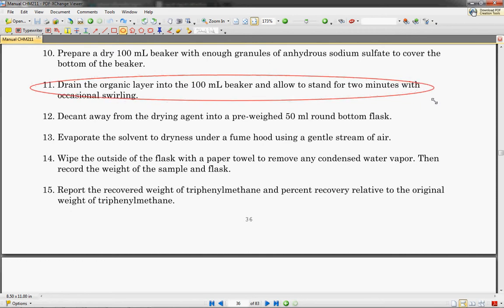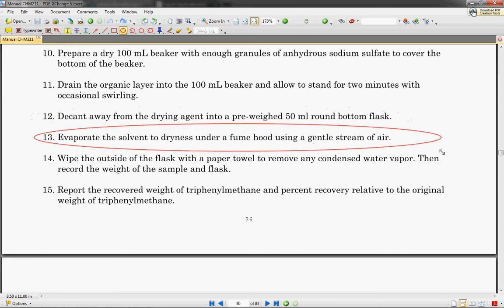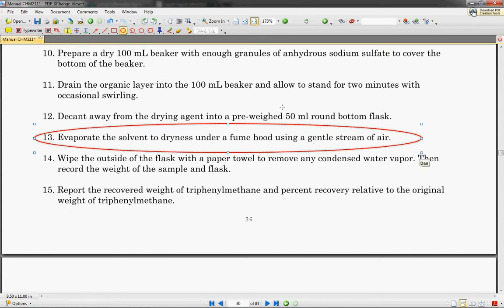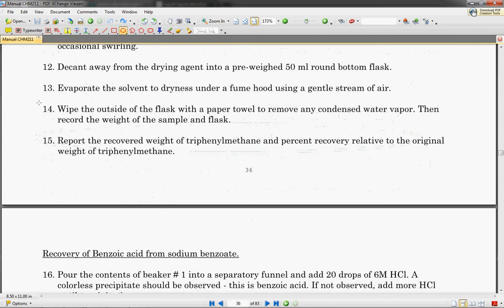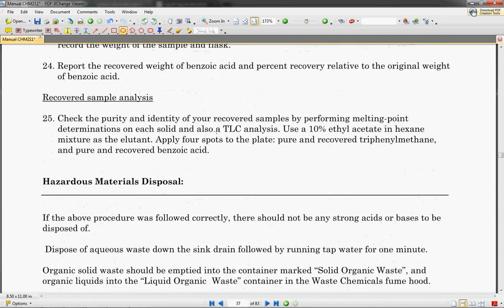We'll then drain the organic layer into a 100 milliliter beaker and let it just sit, and decant it. And what decanting means is you're just taking off the bottom layer. And then we're going to evaporate the solvent under a fume hood. And ethyl ether probably doesn't require too much heat, so I'm not sure if we will be heating these. It looks like a round bottom flask, so we probably will be heating them. And then essentially you're going to be able to get your recovered triphenylmethane, and you're going to try to weigh it out, and you're going to try to find the purity of it.